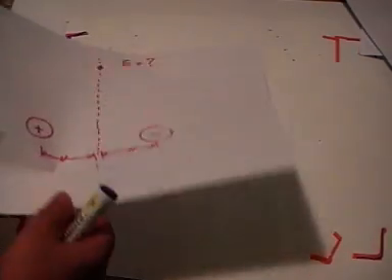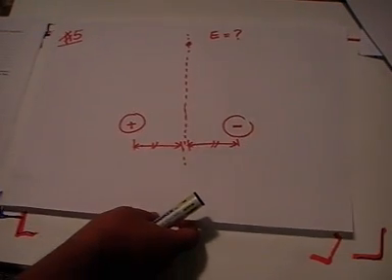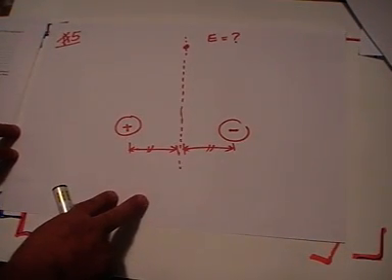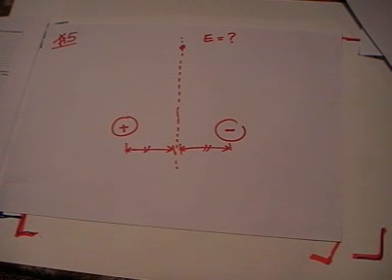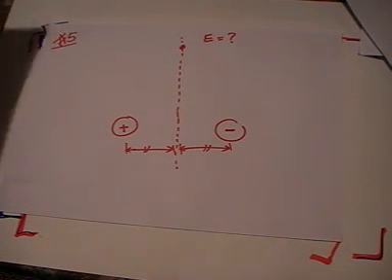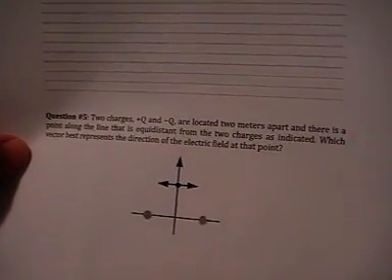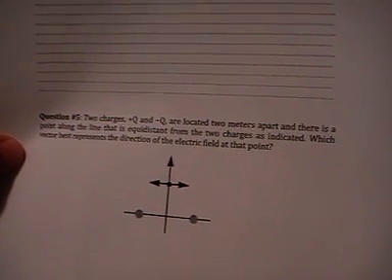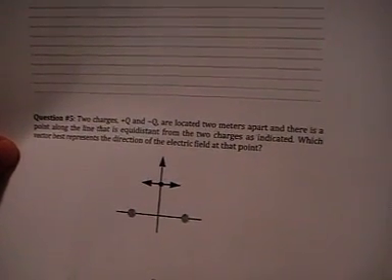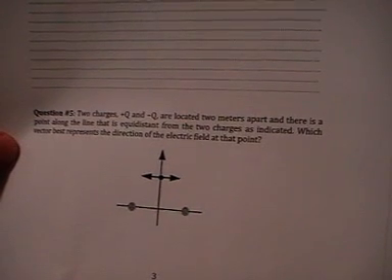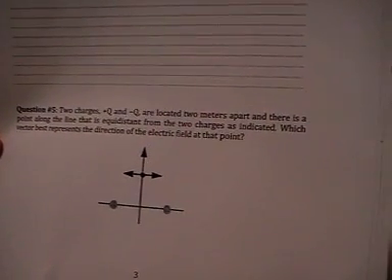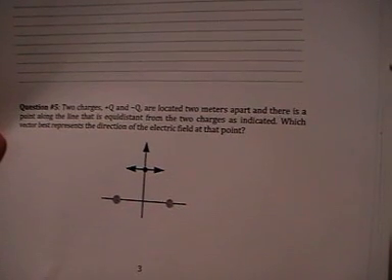Let me do one more problem, and then I'll break, just to make sure that the video is short for uploading and viewing. So question number 5 tells me that we have two charges, one plus Q and one minus Q, located 2 meters apart, and there is a point along the line which is equidistant from the two charges.